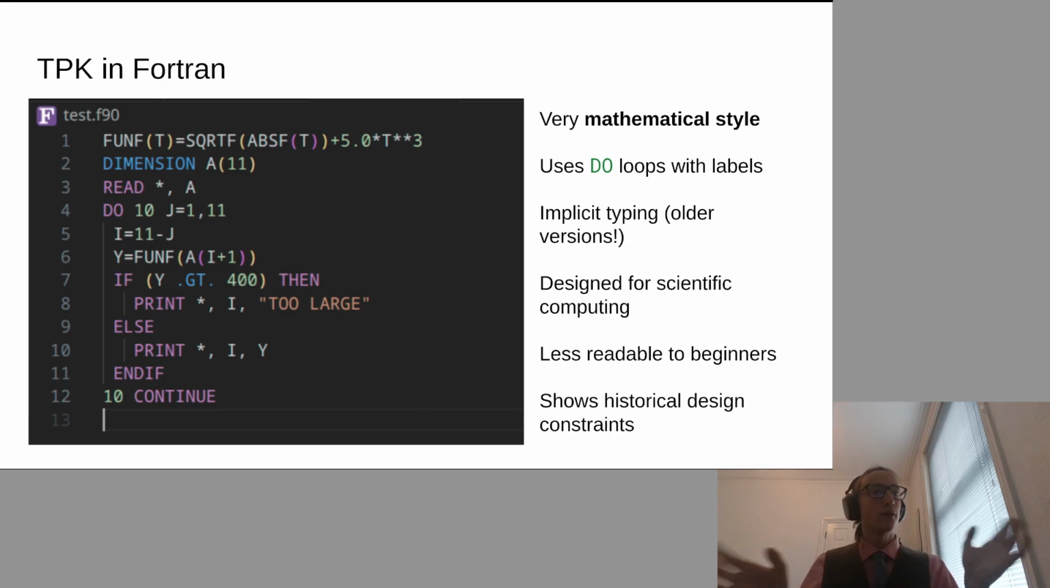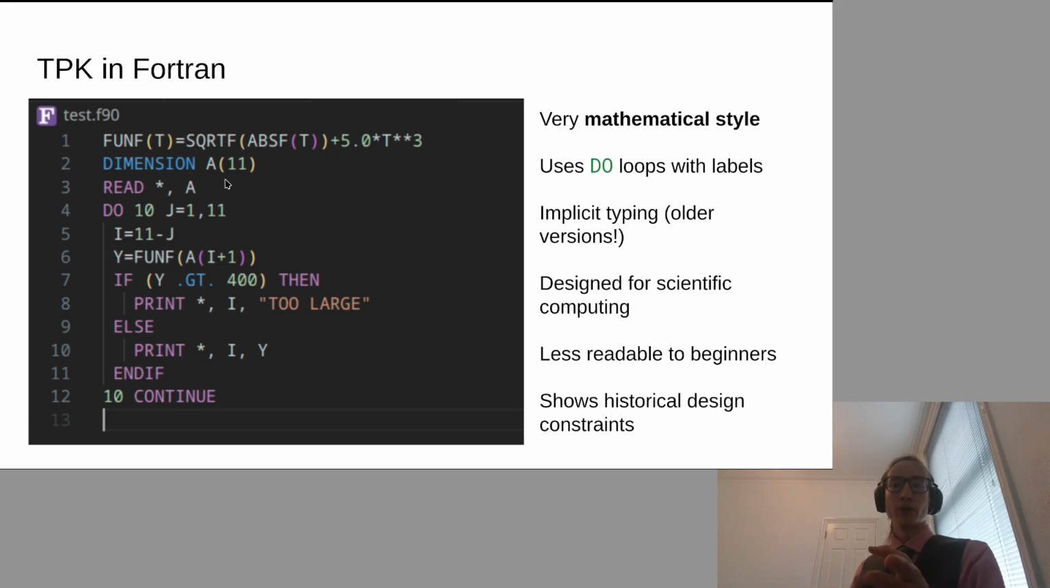So now we're going to look through a few little languages. This is Fortran. It's very mathematical. It uses do loops and labels, and it's designed for scientific computing, and it's not overly friendly for beginners. As you can see, at the very top, we've defined our function. We've then created a dimension. A dimension is the same as an array in Fortran.